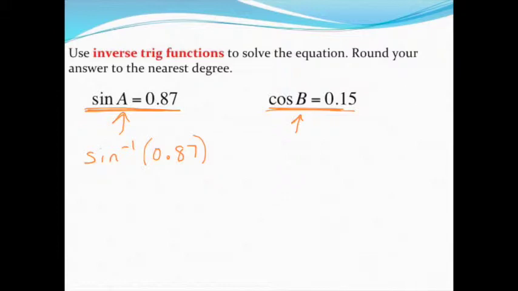When you do the inverse cosine of 0.87, we get an answer of about 60. And remember, we're finding a missing angle, so let's use a degree symbol with that. I rounded to the nearest whole number because it said in the directions to round to the nearest degree.